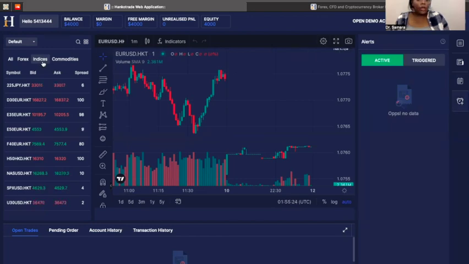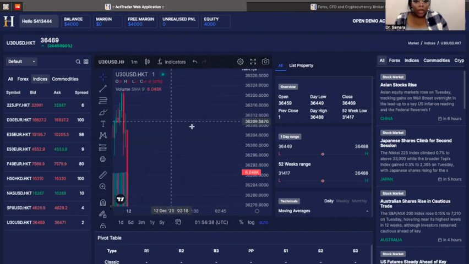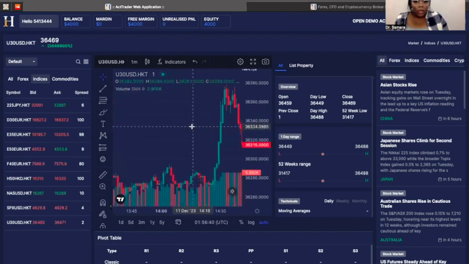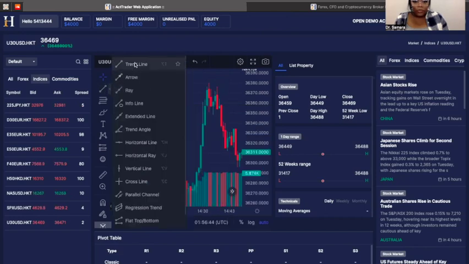All right. So y'all know I like indices, so let's just kind of see what US 30 is looking like. I haven't seen US 30 in quite some time. Oh, and they also tell you about the spread, which I like. So this chart is provided by TradingView.